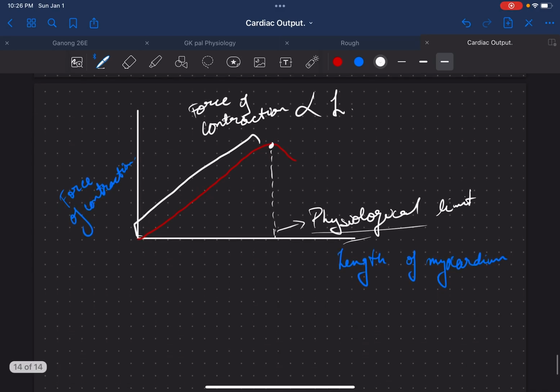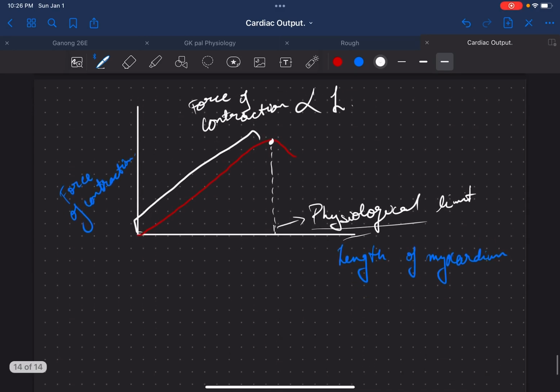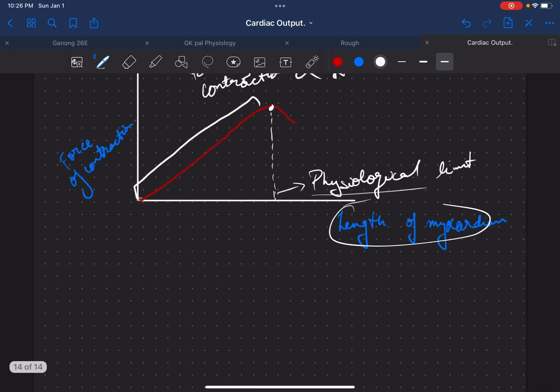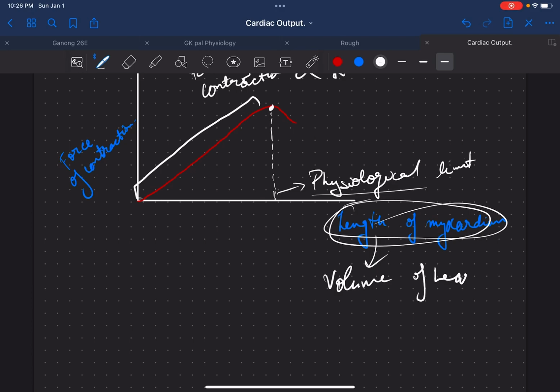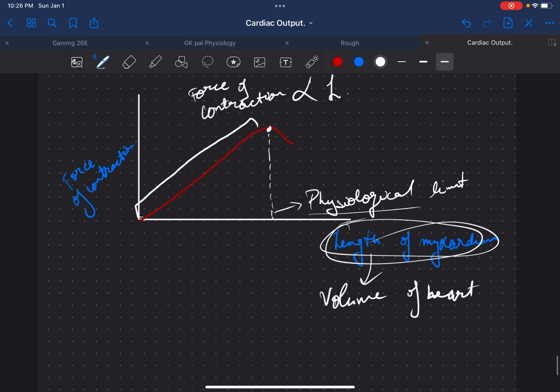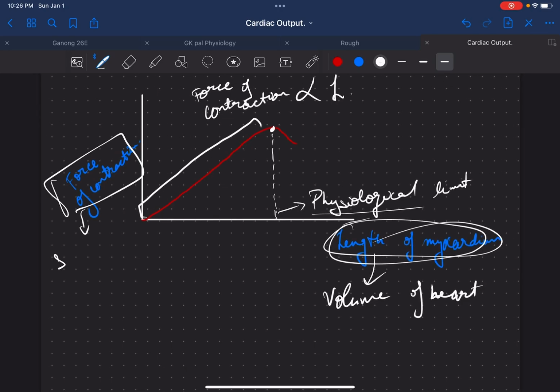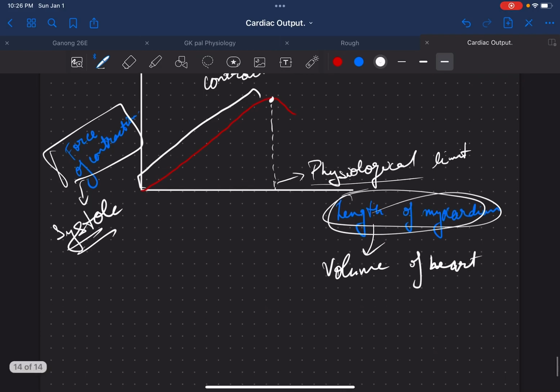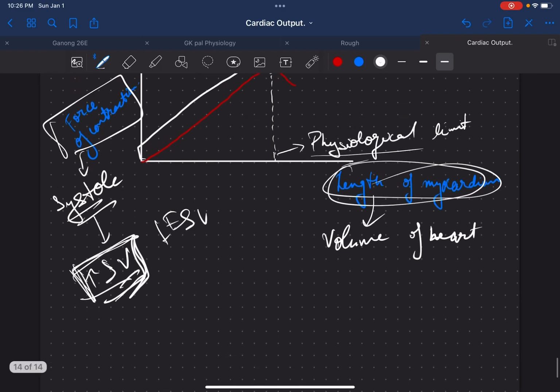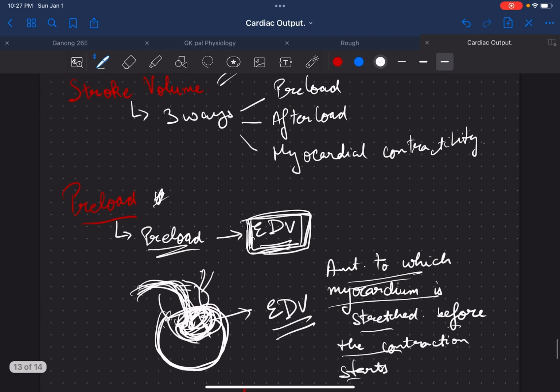It is for the case of a single myocardium, but when we consider the whole heart, then the length of myocardium can be replaced with the volume of the heart. The volume of heart and force of contraction, the force during systole. And the more the force of contraction, the more will be the stroke volume, and the less will be end systolic volume. I hope it is clear till here.